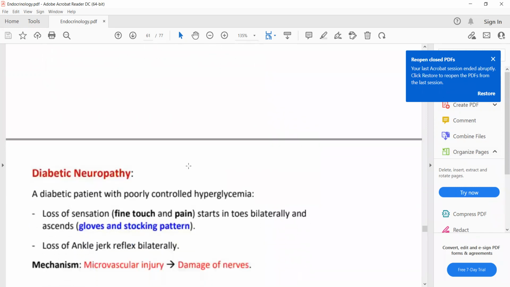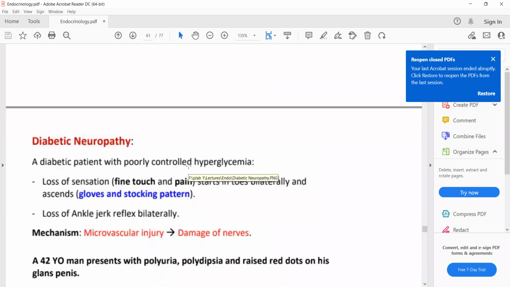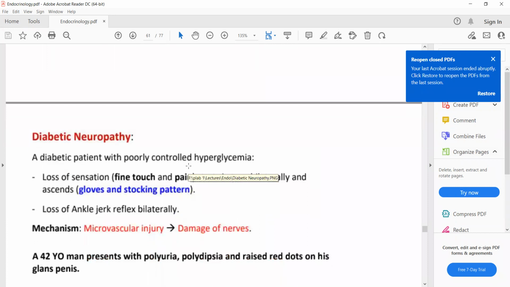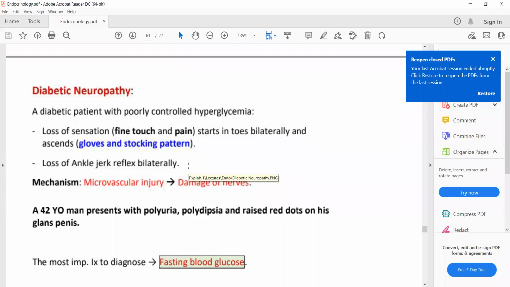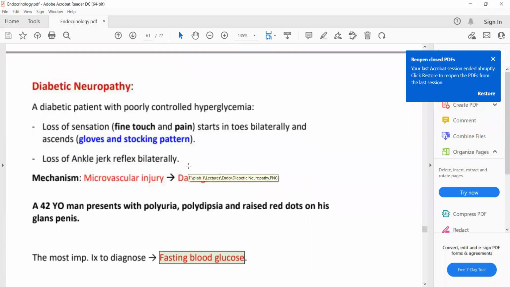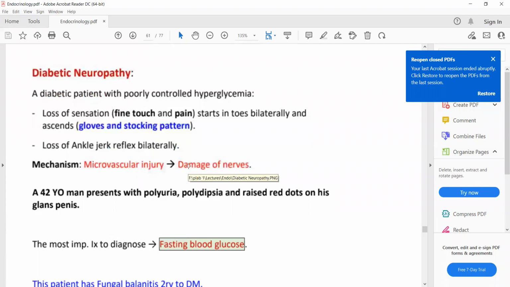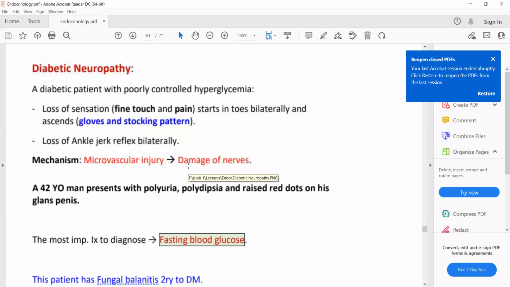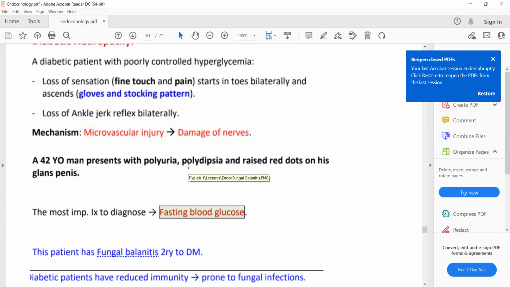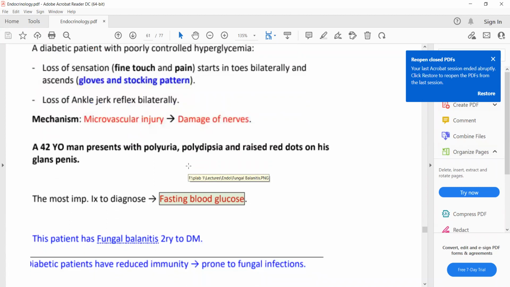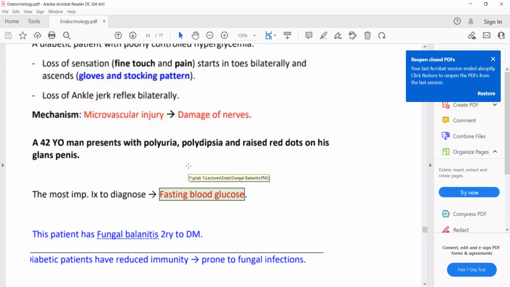Diabetic neuropathy is damage to the peripheral nerves, which leads to loss of sensation, fine touch and pain sensation, that usually starts in the toes bilaterally and then ascends. So there is a stocking and glove pattern of this loss of sensation in the toes and in the fingers. There can also be loss of the ankle jerk reflex bilaterally. Autonomic neuropathy and diabetic neuropathy are both caused by vascular injury, which leads to damage to the nerves. That's why the person develops signs and symptoms.